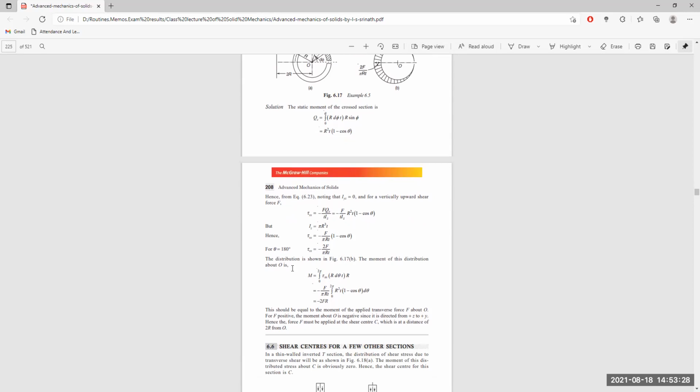The distribution is shown in figure 6.17. The moment of the distribution is M equal to the integral from 0 to 2 pi of the stress times r d theta times t times r. So F by pi r t, integral from 0 to 2 pi of r squared t into (1 minus cos theta) d theta, into minus 2F r. It should be equal to the moment of the applied transverse force about O itself.